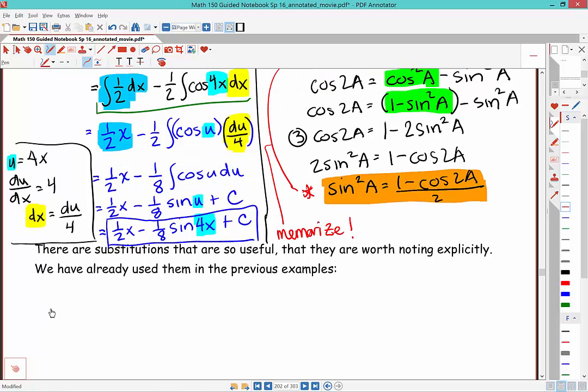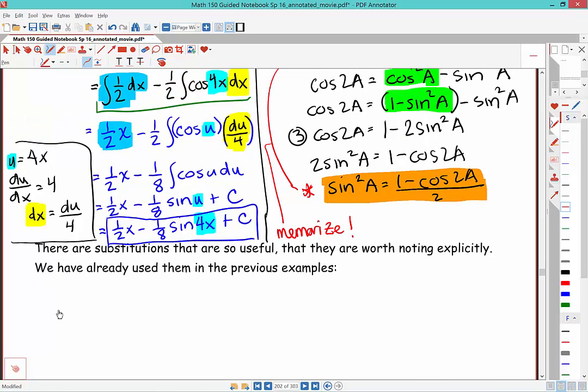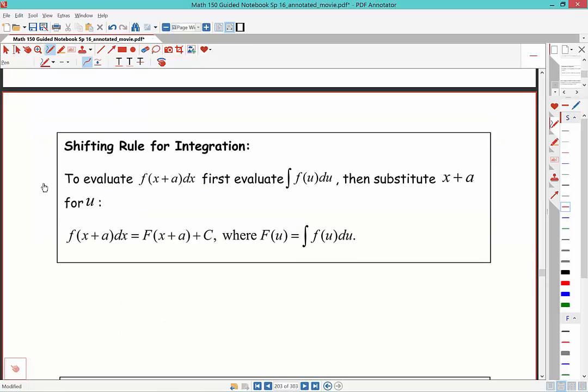Okay, so there are some substitutions that are so useful we note them down explicitly. You don't have to memorize them because you'll get used to it pretty soon and you'll just be able to use pattern recognition. But here, something called the shifting rule for integration basically means that if a is a scalar or a constant, right? Do you see that d dx of x plus a is just going to be 1, right? And so your dx is the same as your du, right? Or if your g prime of x, if you're using pattern recognition, is equal to 1, then you don't have to worry about this, right?